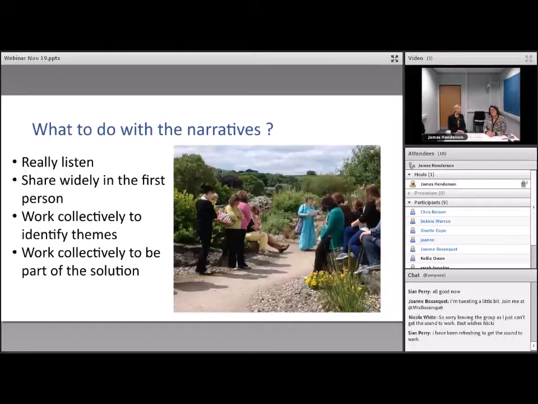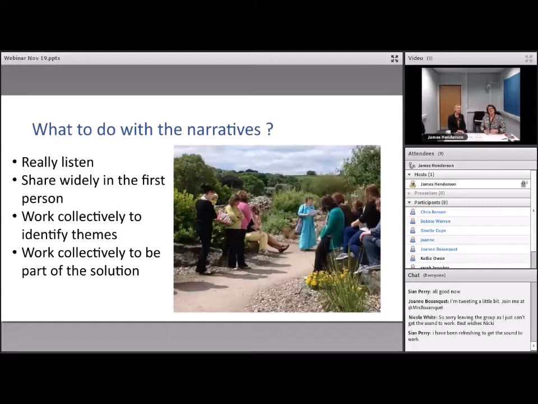But what was so powerful was hearing those stories in the first person in these beautiful grounds where life seemed to be coming up around us in the spring, and a lot of people left that stakeholder meeting completely changed in terms of how they viewed miscarriage.